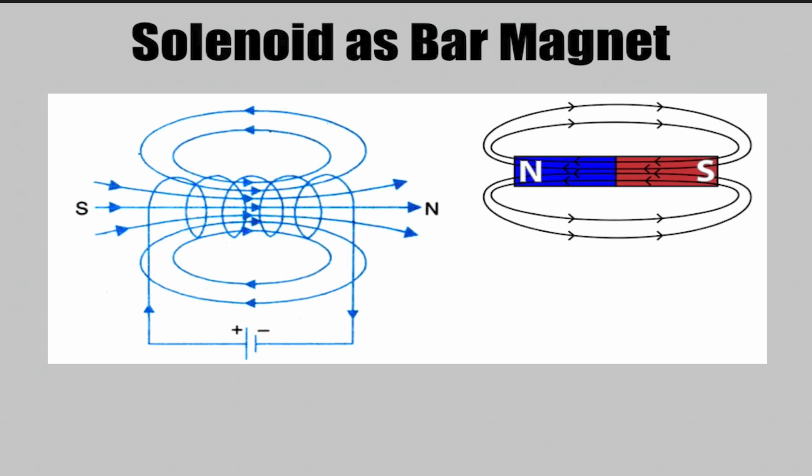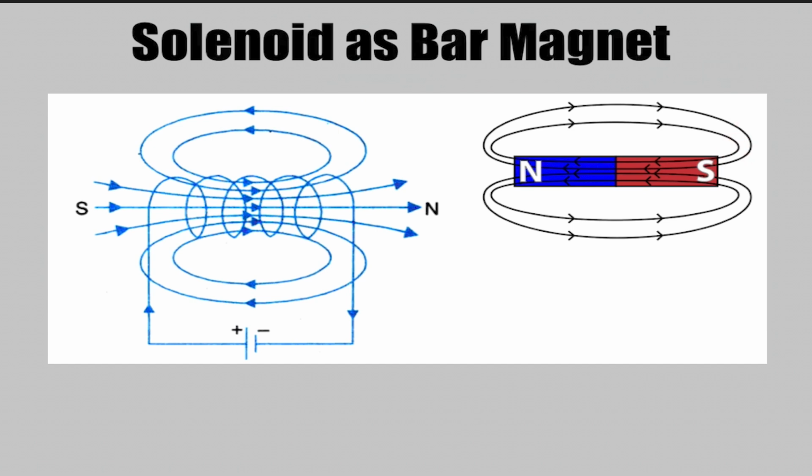So which is the first property that supports your answer for the similarities between a solenoid and a bar magnet? It is the magnetic field pattern outside the solenoid and outside the bar magnet. So the pattern is a circular loop outside the magnet.